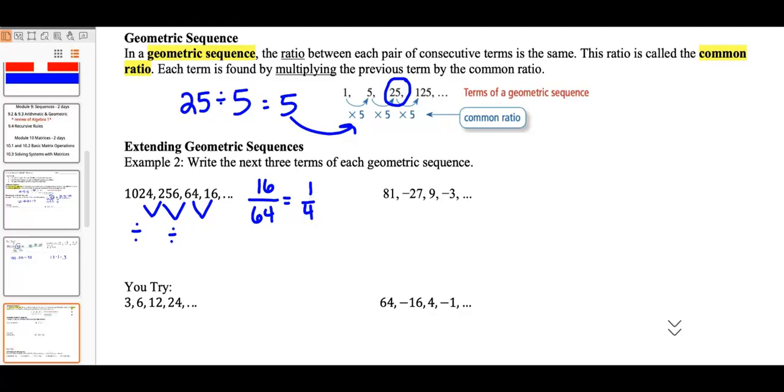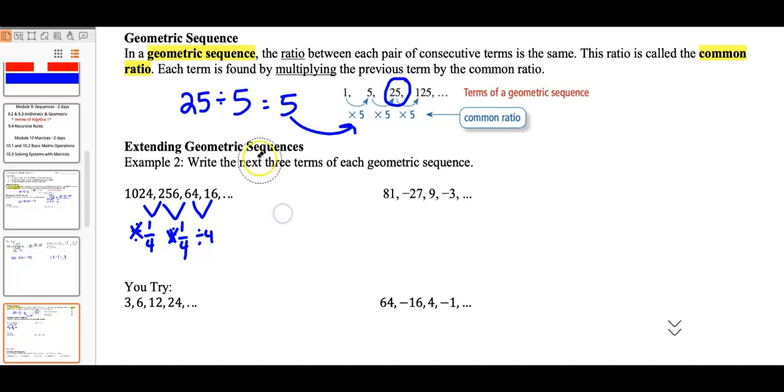Okay, so what is happening is they're actually multiplying by 1/4. Now, multiplying by 1/4 is the same as dividing by 4. So trying to help you figure out the next 3 terms, it doesn't really matter whether or not you see that they're dividing by 4 or multiplying by 1/4, but that will help us out.